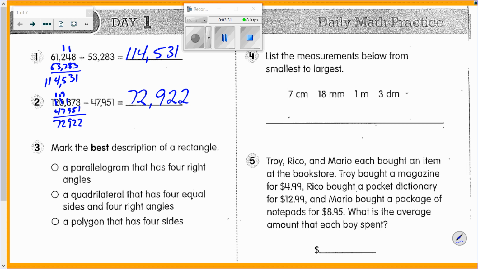Parallelogram means your opposing sides are equal, which does equate with a rectangle. Key being 4 right angles, meaning that is actually a rectangle. So the first one was your best description.